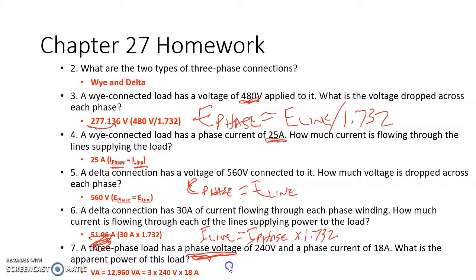And when we're given phase voltage, the formula for the apparent power is VA equals 3 times phase voltage, I'm just going to put a P here, times phase current. And that gives us the 12.6 kilovolt amps. My apologies for the bad underline.